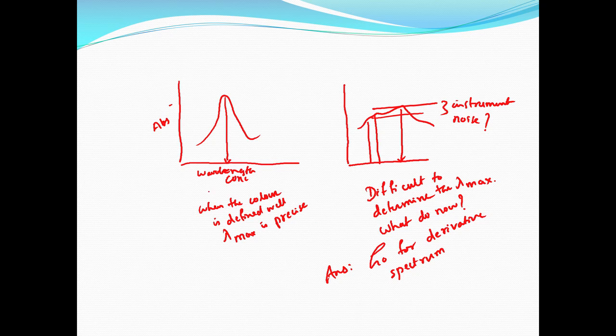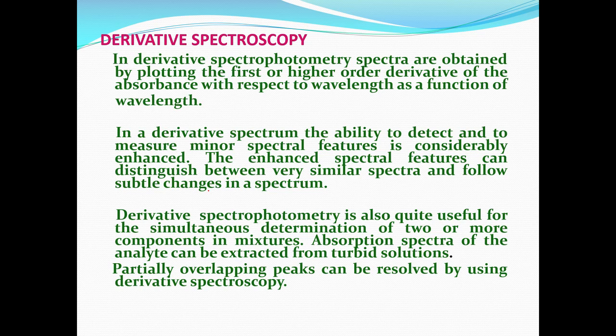So, what happens? In derivative spectroscopy, we record the spectrophotometric data and scan it, and then we plot the spectrum first. Then we can plot the first order or higher order derivative of the absorbance with respect to wavelength as a function of wavelength. That means dA by d lambda. So, if we plot dA by d lambda versus lambda, let us see what happens.